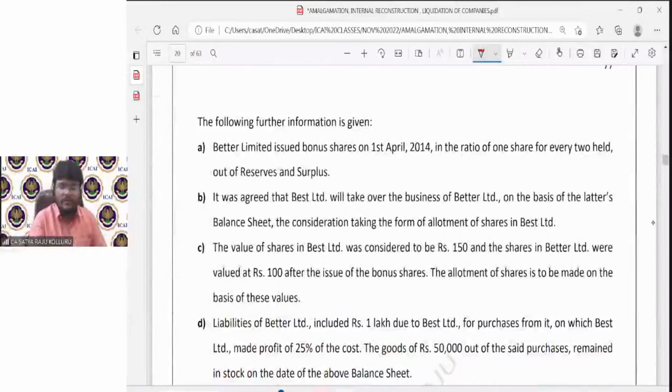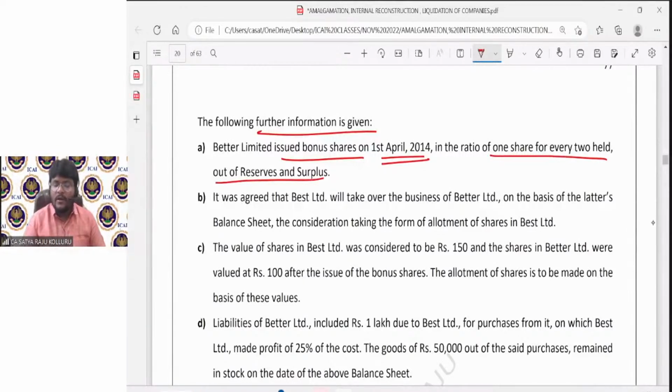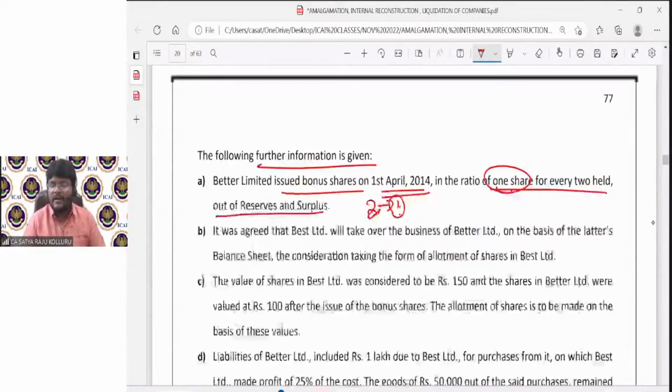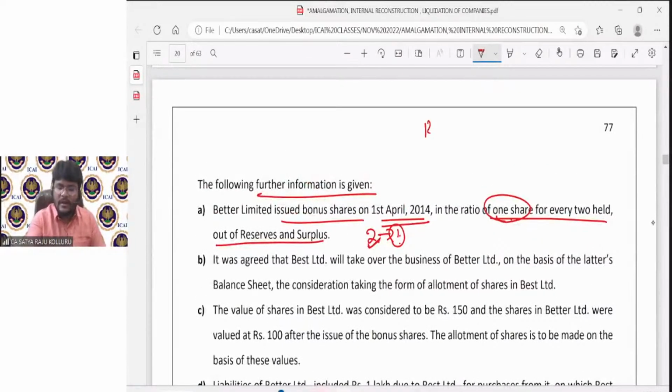Next, the following further information is given. Better Limited issued bonus shares on 1st April 2014 in the ratio of 1 share for every 2 held, out of reserves and surplus. In the ratio of 1 share for every 2 held means, before the amalgamation occurs, certain internal changes are there. For every existing 2 shares, the company is going to issue 1 bonus share. At the time of issue of bonus shares, what is the entry? Reserves and surplus to share capital.